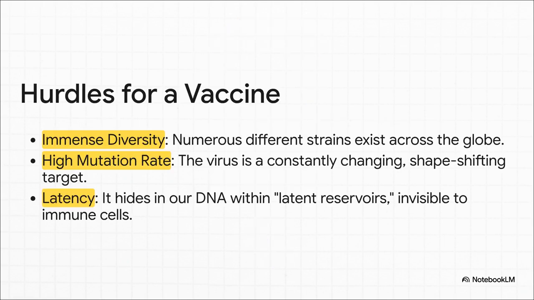Well, it turns out the virus is just a frustratingly brilliant opponent. There are 3 main hurdles. First, it's incredibly diverse. There are tons of different strains all over the world. Second, that reverse transcriptase enzyme, the one that makes it a retrovirus, it's really sloppy and makes a lot of errors. That means the virus mutates at a wild pace, so it's a constantly shape-shifting target. And finally, there's latency. The virus integrates itself into our DNA and can just hide out in these latent reservoirs, lying dormant for years, completely invisible to our immune system or to any vaccine we might develop.